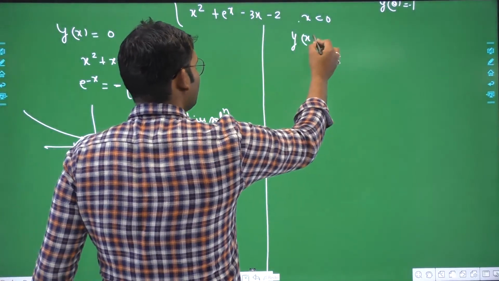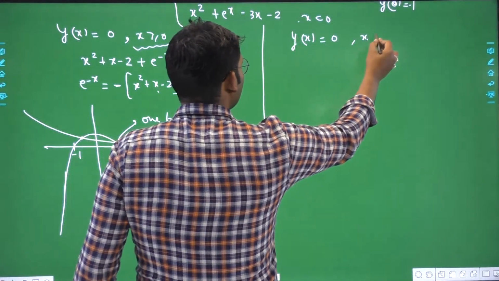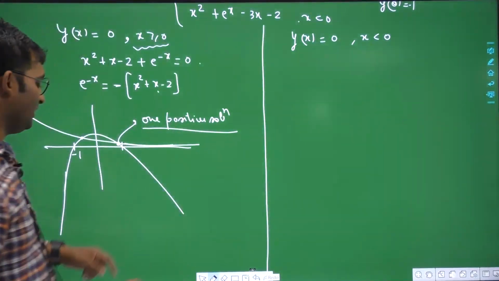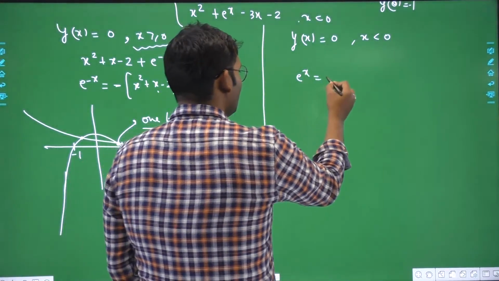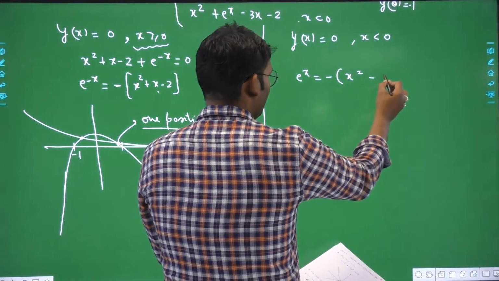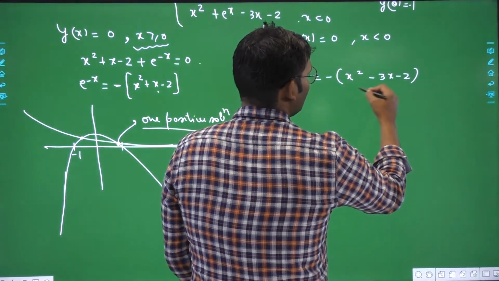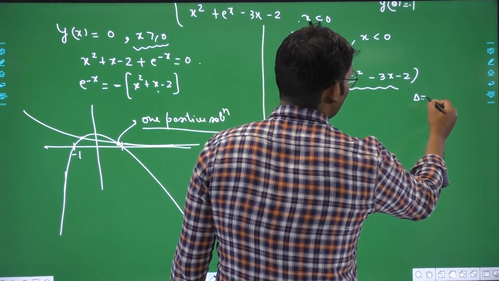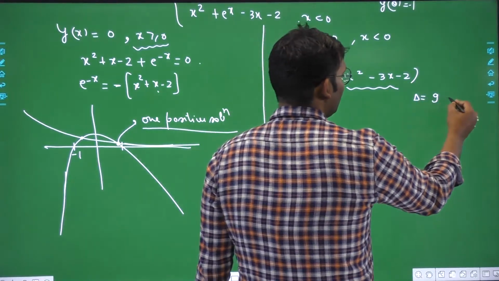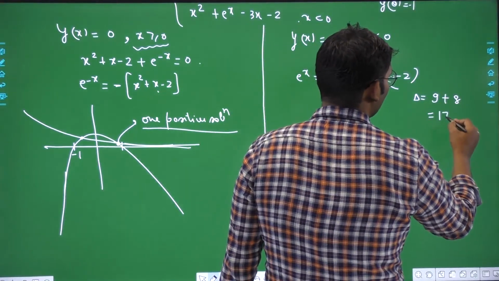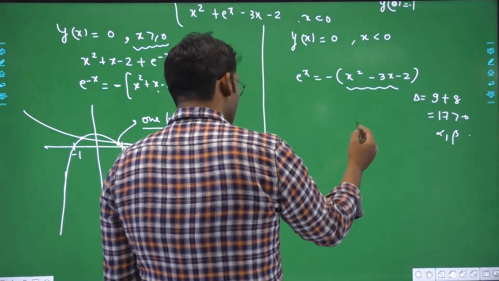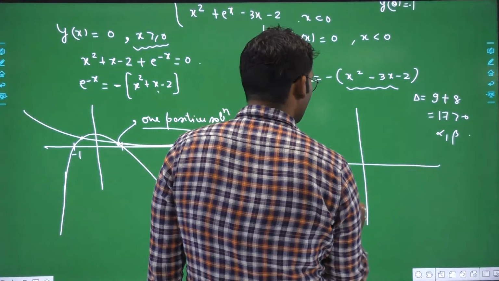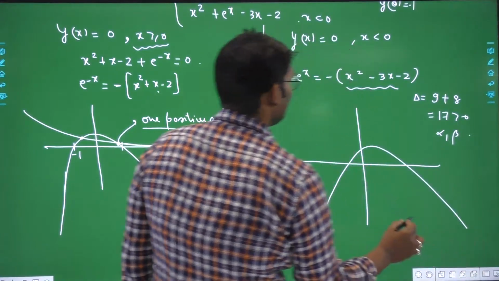And another one is y(x) equal to 0 for all x less than 0, if you are saying. So what does it imply? It implies e की power x is equal to minus of (x square minus 3x minus 2). Clearly this particular discriminant is coming to be equal to 9 plus 8, that is 17. So greater than 0, it implies there will be two roots alpha and beta. One will be negative, another will be positive. You can clearly see that it is negative and inverted parabola that I'm making.